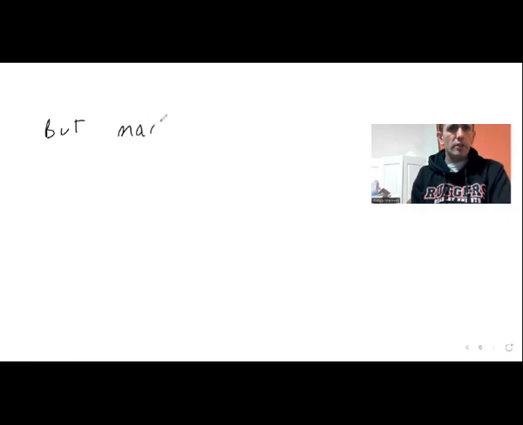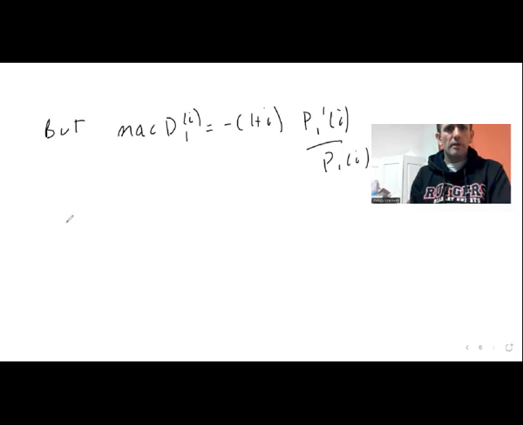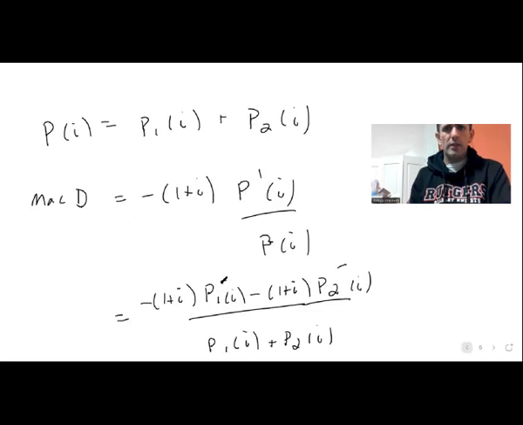So the Macaulay duration of P1 is, again, 1 plus I times the modified duration for P1. So minus P1 prime over P1. All right, so lo and behold, how do we get this quantity here? I just multiply.